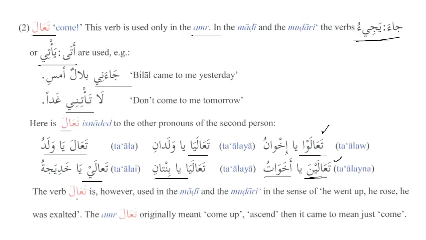And then we have a little more detail: the verb ta'ala is used in the madi, and in the mudare it will be ya ta'ala, meaning he was exalted. The amr ta'ala originally meant come up, ascend, then it came to mean just come. So it has changed into fi'l al-amr to mean come, said to someone out of respect. When you are giving someone respect and you say come over here, this verb is used to give someone respect. And from that perspective, it is used as ta'ala, ta'ala ya, ta'alaw, ta'alay, ta'ala ya, and ta'alayna.